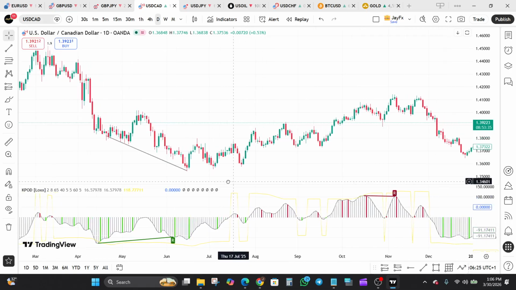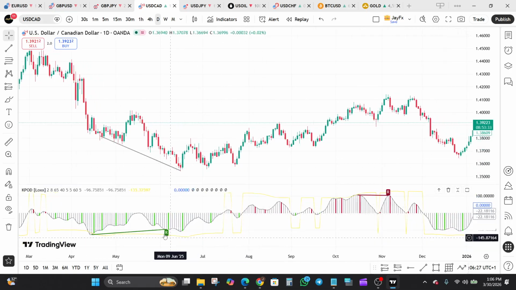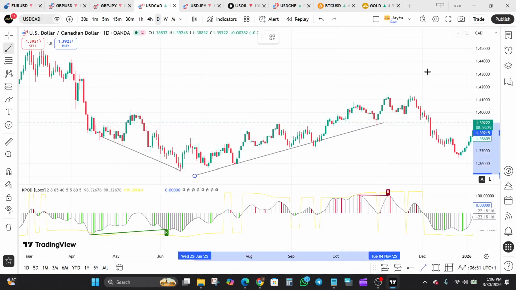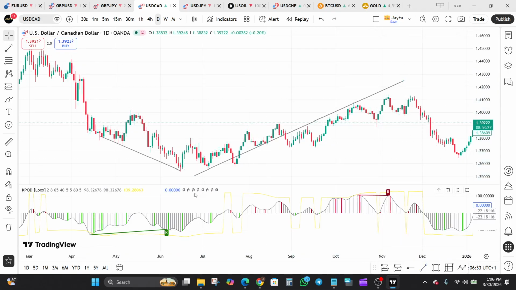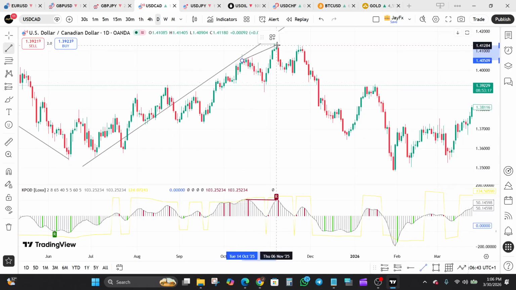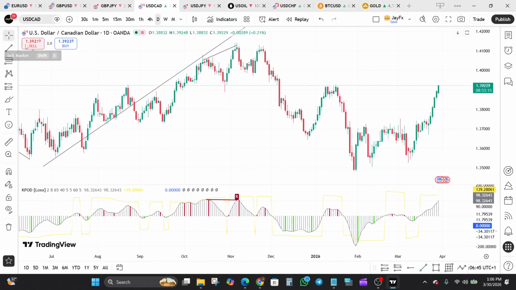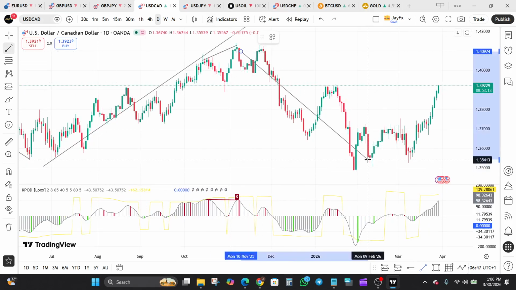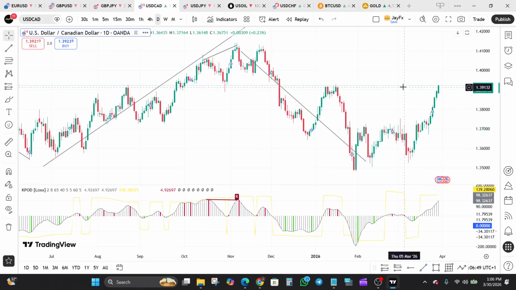So it helps us identify divergence, and you can see that right after that we had a bullish move to the upside. Okay, so this indicator actually helps us identify divergence. You can see here again there was lower high, and here we actually had a higher low, and guess what, after that you can see we had a sell move to the downside.